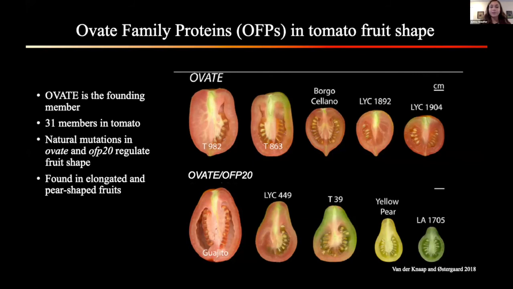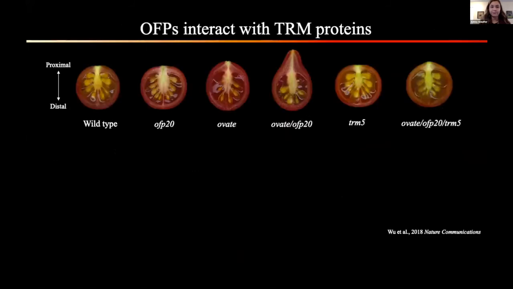So here on the top, you can see ovate single mutants result in an elongation of the tomato fruit from that original small round shape. When you have a double mutation in ovate and OFP20, you end up with an actually pear-shaped fruit. So an elongated shape that's even further modified by the addition of OFP20. And something that we know that Esther's lab published a few years ago is that OFPs interact with another protein family called TONNEAU1 recruitment motif proteins, or TRIMs.